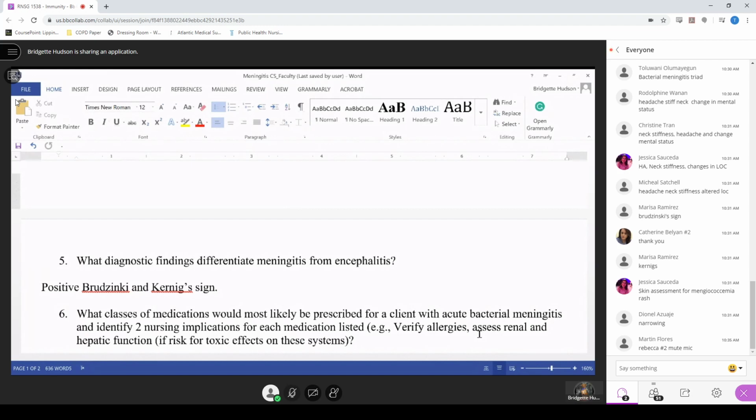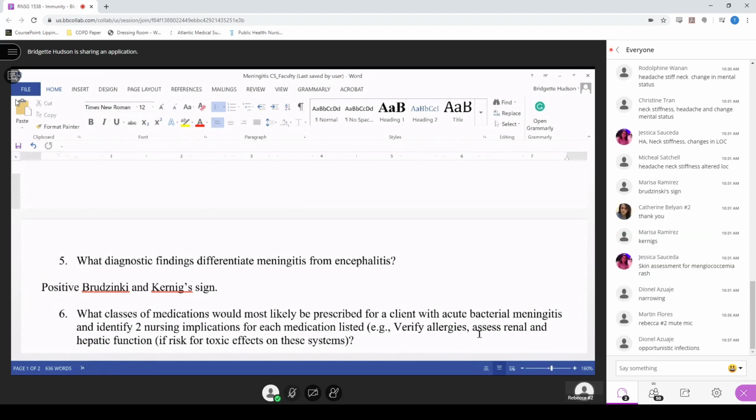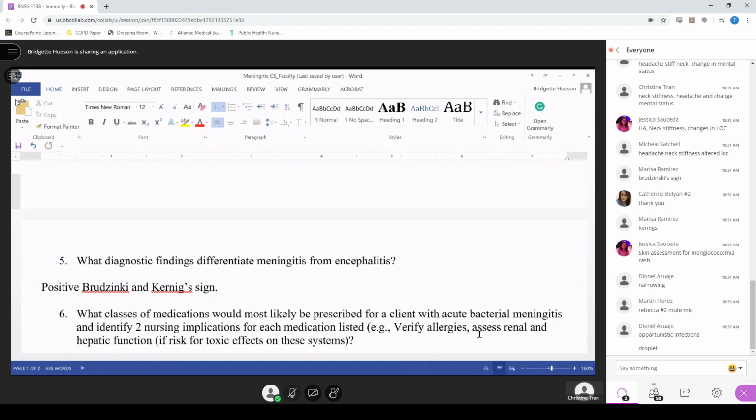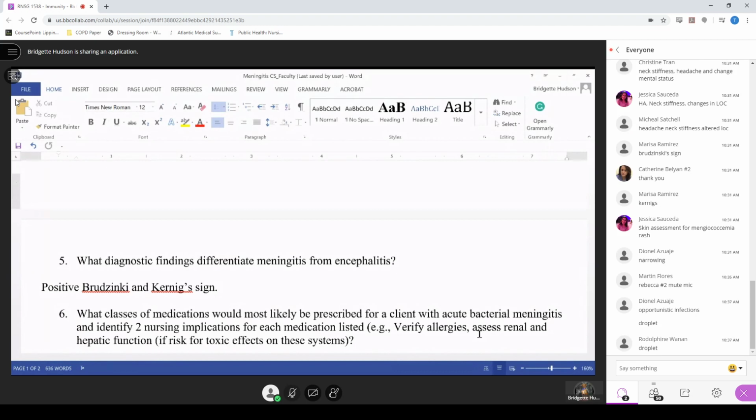So what type of isolation should they be on anyway? Respiratory isolation. Standard and droplet. So droplet and contact isolation. We want to make sure that we have our isolation protocols in order.